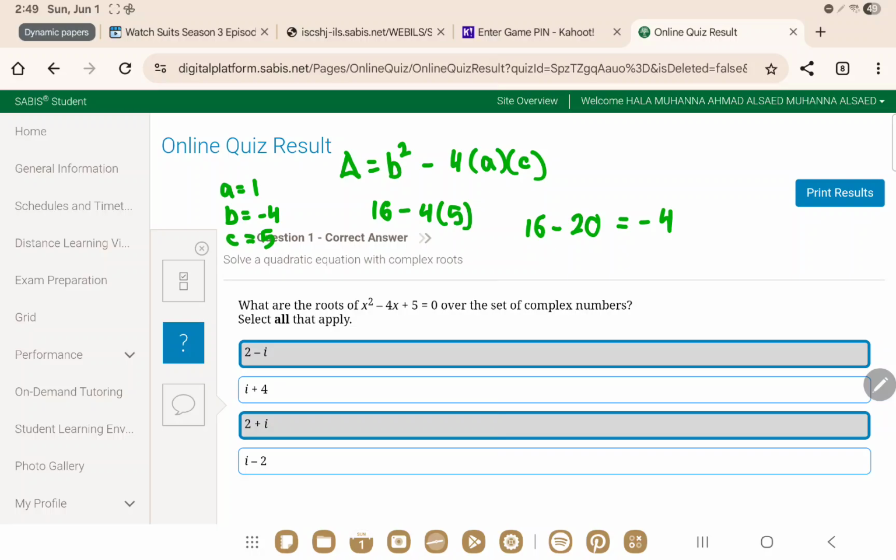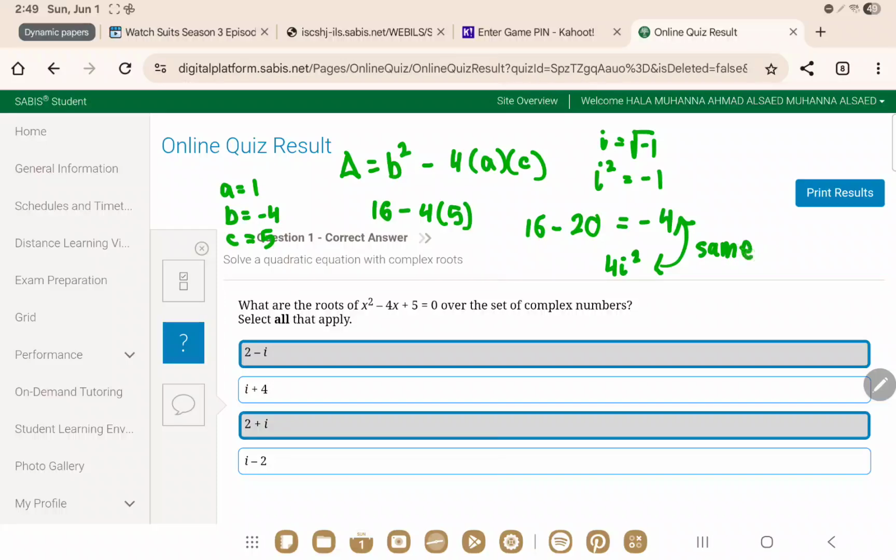So what's -4 basically? -4 is -1 times 4. What can we write -1 as? We can write -1 as i squared, right? Because i equals radical -1, so i squared would be -1. So what's -4? -4 is just 4i squared, right? Since we're on the same page, let's continue. So these two are the same.